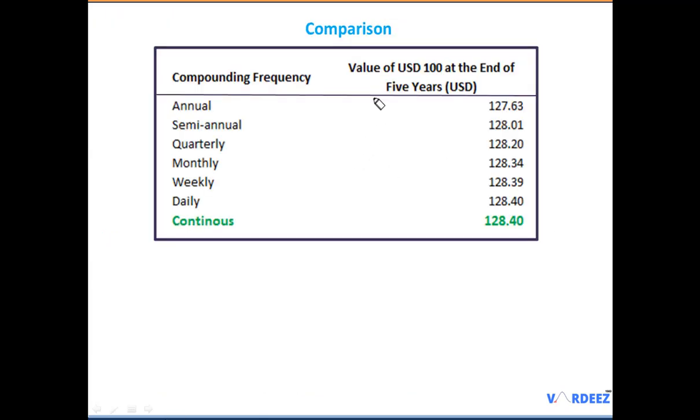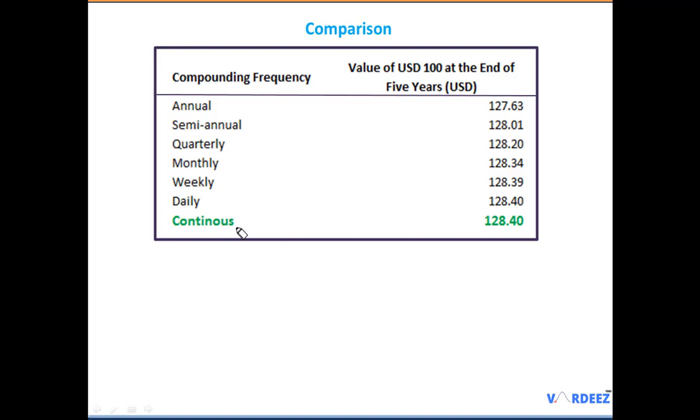Alright, so now I have a comparison of all the different frequencies that we have seen so far, and as you can observe, as the compounding frequency increases from annual to semi-annual to quarterly, you will see the amount also increase to a certain extent. Especially in all these decimal places we do see a difference. And I have also got here the continuous compounding as the comparison.